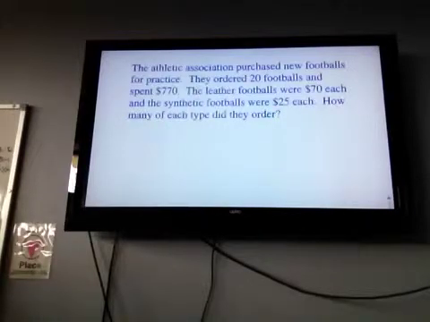Okay. So the Athletic Association purchased new footballs for practice. They ordered 20 footballs and spent $770. The leather footballs were $70 each, and the synthetic were $25 each. How many of each type did they order?